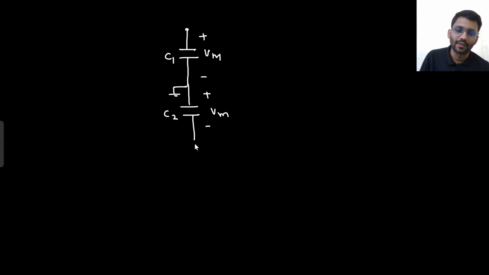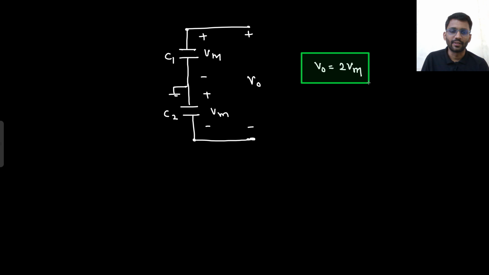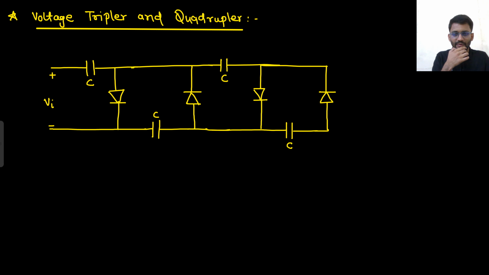This is C1 which was having Vm potential and this is C2 which was having Vm potential, and this we considered as ground. Right? This is our V node. What will be our V node? I have already explained. V node will be 2Vm. V node is 2Vm. Understood? So that way also we can solve. First turn on diode D1, then turn on diode D2. Well and good. Let's move on to the next problem.